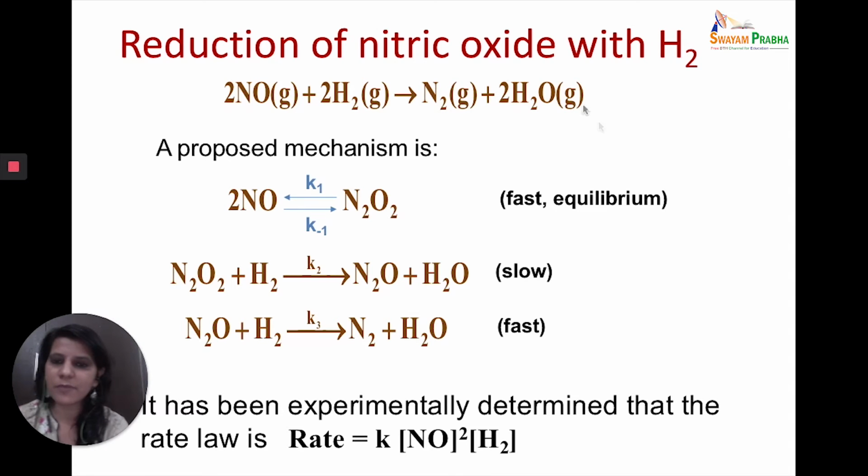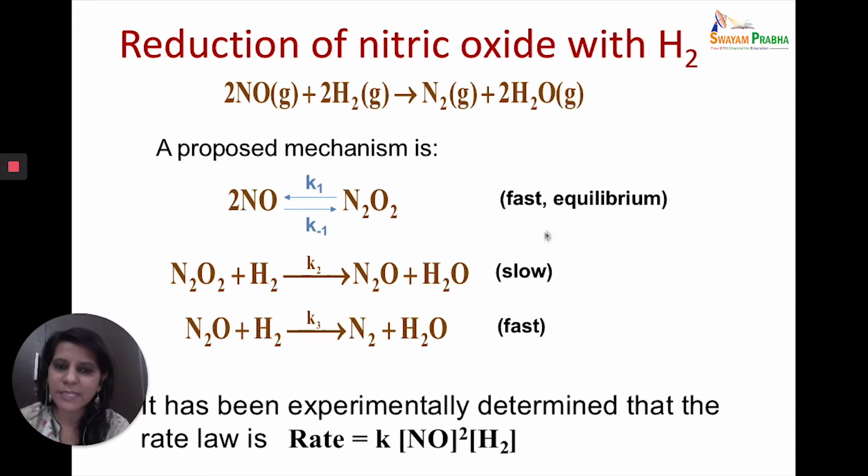Once we've done that, we propose a mechanism for the reaction, and this is the mechanism. Now once we've got the rate law from the experiment, we find out the rate law from the mechanism, and if it matches with the rate law from the experiment, we say that the mechanism which has been proposed is probably correct. So let's see how we can find out the rate law from the mechanism.